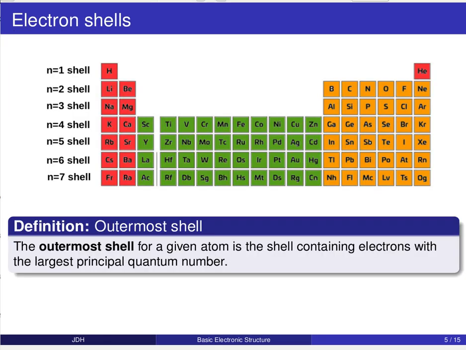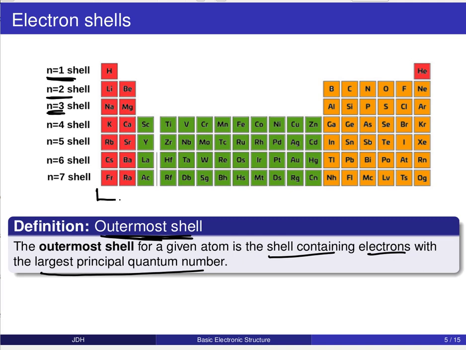Okay? And that shell in which you are putting those outermost electrons, those highest energy electrons, we have a special term for that. We call it the outermost shell. So the outermost shell for a given atom is that shell containing electrons with the largest principal quantum number. So we could label the outermost shells on the periodic table by simply numbering the rows. So if you look at the first row here, the outermost shell is going to be an n equals 1 shell. The second row here, the outermost shell, is going to be n equals 2, n equals 3, and so on.